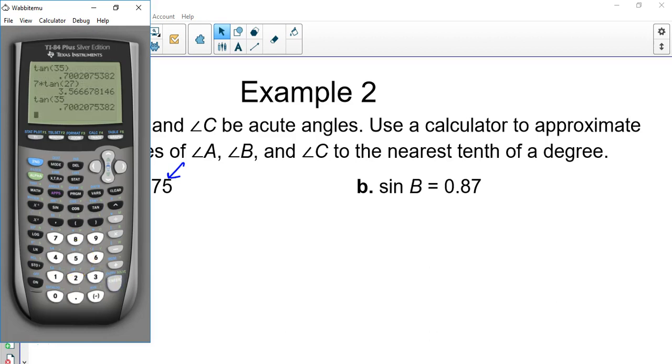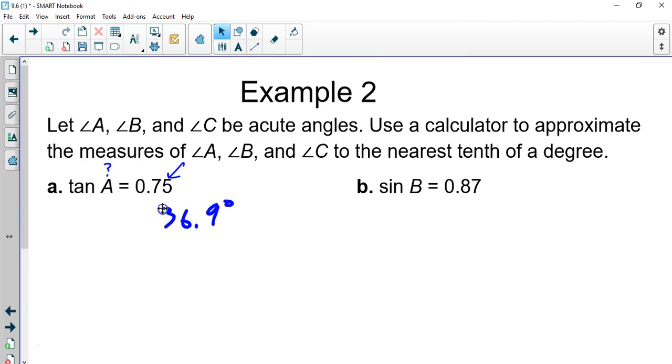Well, we're trying to go the opposite direction. So we need to hit the inverse of these things. Since we're doing inverse tangent, we're going to hit second tan, and then type in 0.75, enter. Sorry, that was my bad, it's 0.75. That makes a huge difference. And there we go, 36.86, and it says round to the nearest tenth, that's 36.9.